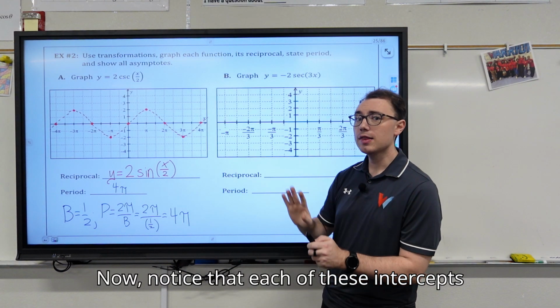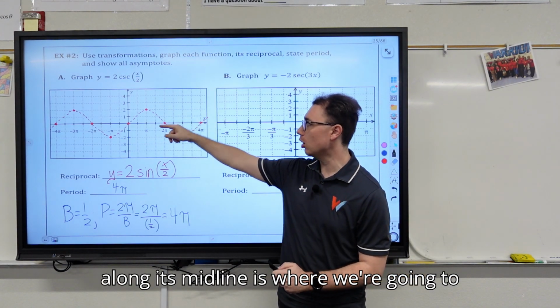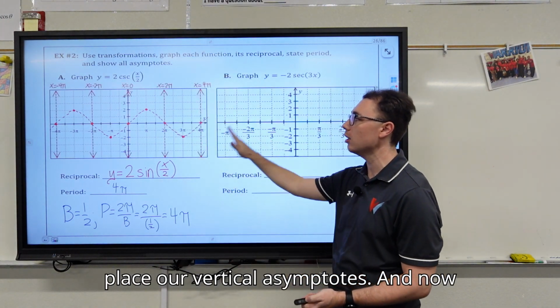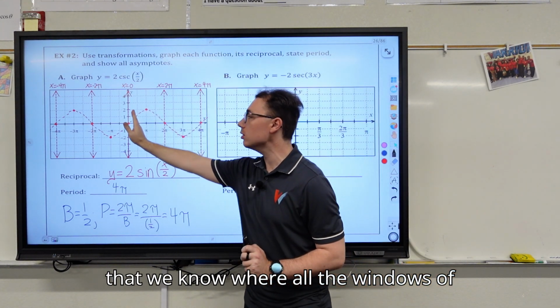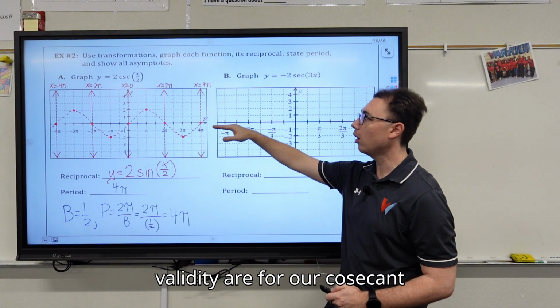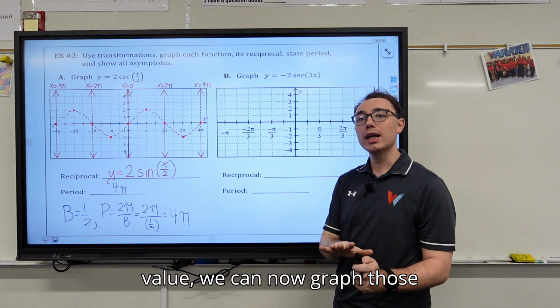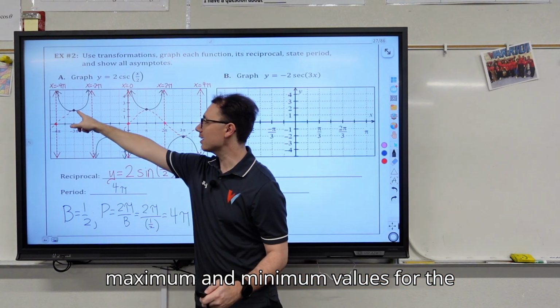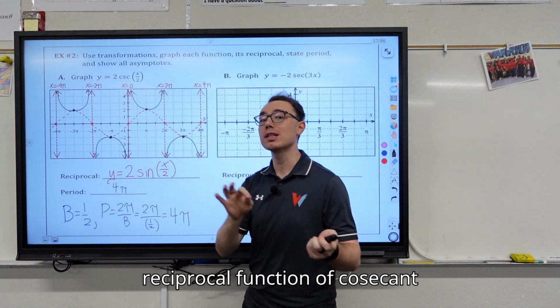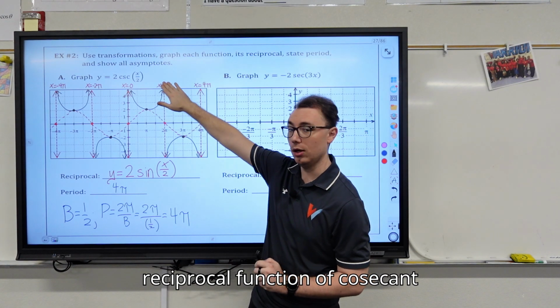Now notice that each of these intercepts along its midline is where we're going to place our vertical asymptotes. And now that we know where all the windows of validity are for our cosecant function, we can graph those flip-flopping periodic functions at these maximum and minimum values for the reciprocal function of cosecant here.